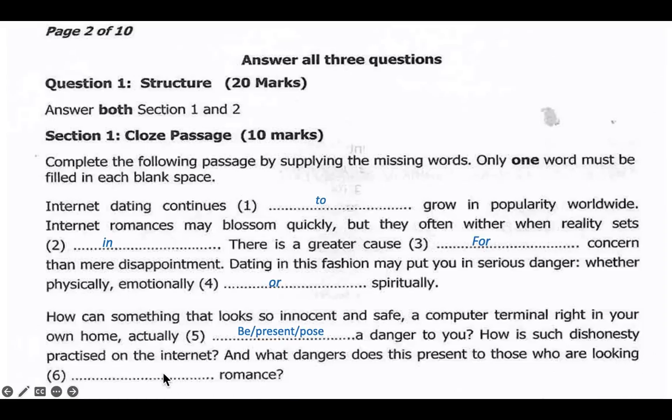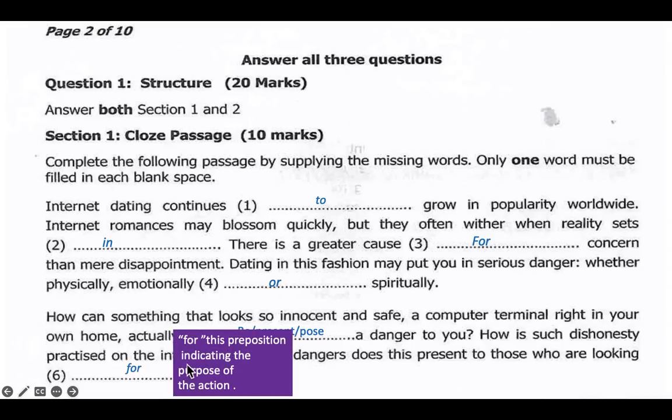Okay, the appropriate word there to apply is for. So when you start from here, and what dangers does this present to those who are looking for romance? The word we can apply is for. So for is a preposition indicating the purpose of an action. So that's the usage of for in our case.